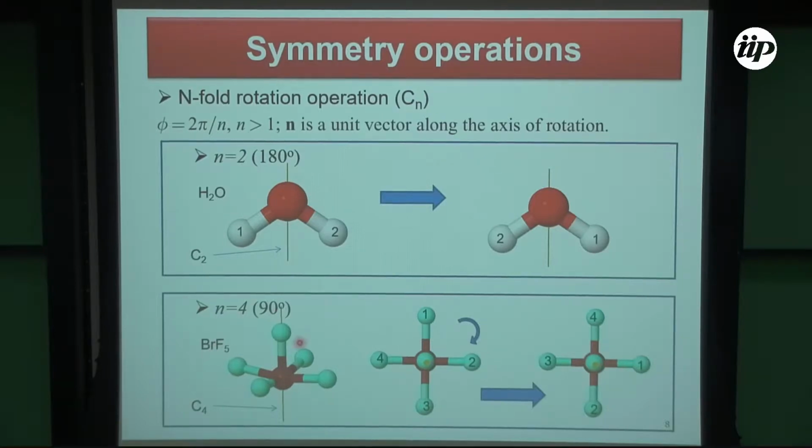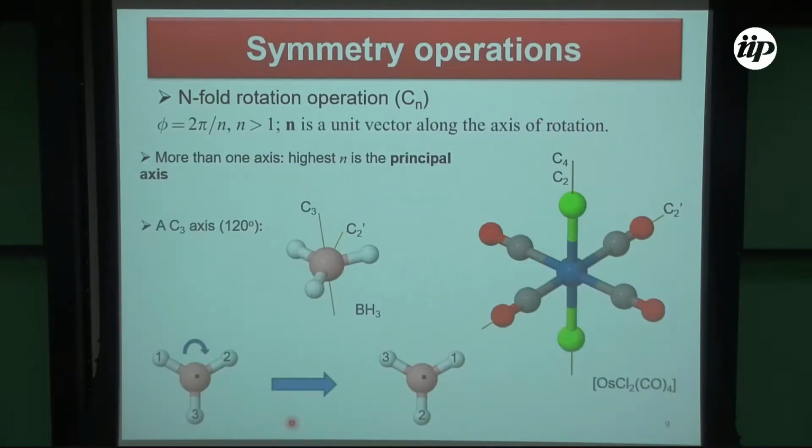For example, this molecule here has a symmetry. We have a rotation axis here, and then we rotate it. You can have more than one rotation axis. The principal axis is the axis of rotation with the highest order.